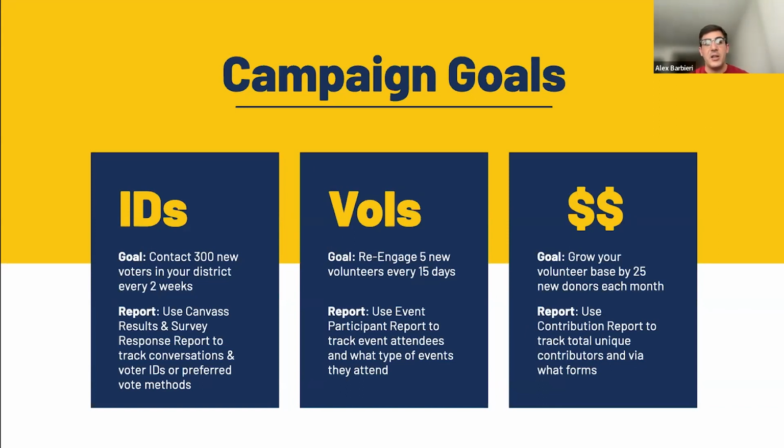And the other cool thing too is that a lot of these reports can be automated. So you can set up a schedule for these reports to be emailed to you at whatever regular cadence you want. And so you don't even have to log into NGP VAN to see the results of these reports. They can be emailed to you, or they can be emailed to your executive director or your campaign manager.